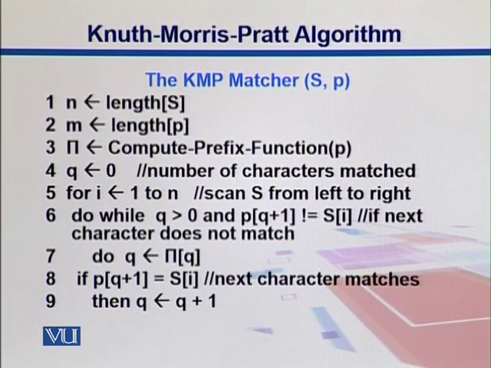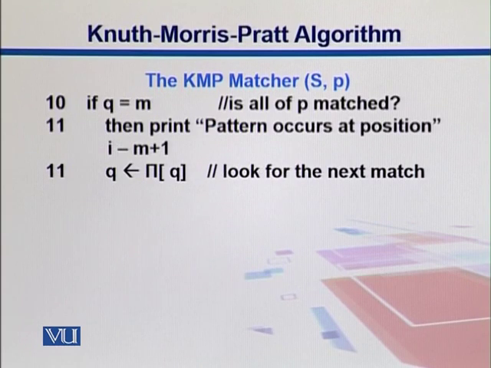If the characters match with one another, then we will simply increment q: q is equal to q plus 1. Remember, this q is storing the number of characters matched. As soon as q becomes equal to m, it means that all characters within the pattern are matched. So it will print the occurrence of the pattern at position i minus m plus 1. And q will be reset with pi of q, and then it will start looking for the next match. Let's execute that and understand how it goes.